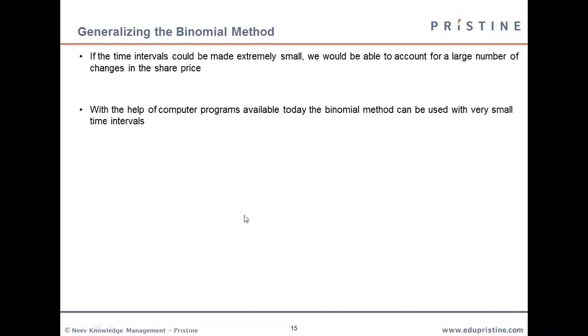So that's what is written here. If the time duration can be made extremely small, we can take into account a large number of changes in the share price, and thus the stock option value that you calculate will be a lot closer to the real market value. Today we have computer programs which use the multi-step binomial method to calculate the value of options very precisely.